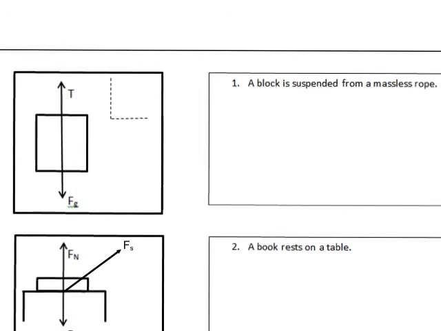So on the next page, you've got two. It says a block suspended from a massless rope. I know that technically it has mass. It just means it's not going to add any extra weight to it. So you're just using it as a rope, not for the heaviness sake. Okay. So we've got a block. Is there gravity? Yes. Is it drawn correctly in your picture? Yes. Gravity is pointing down.